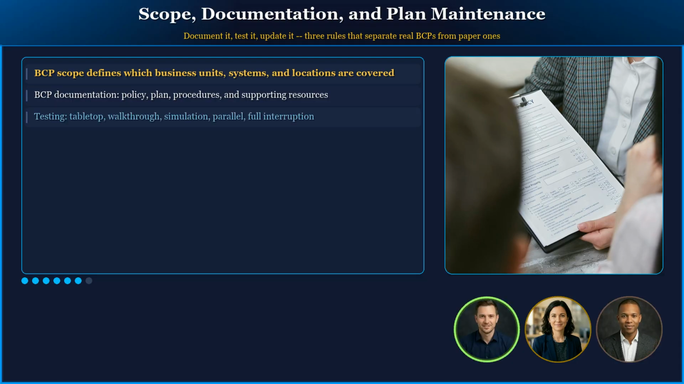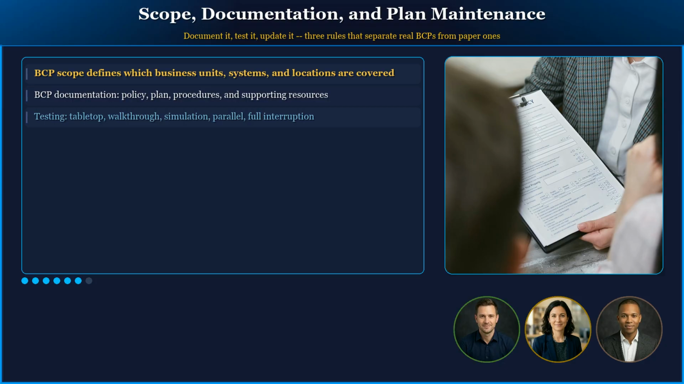The documentation structure mirrors other policy frameworks. You have the business continuity plan policy at the top, the executive statement of intent and authority. Below that, the plan itself, procedures for specific scenarios, then supporting resources: contact trees, vendor agreements, alternate site contracts, equipment inventories.